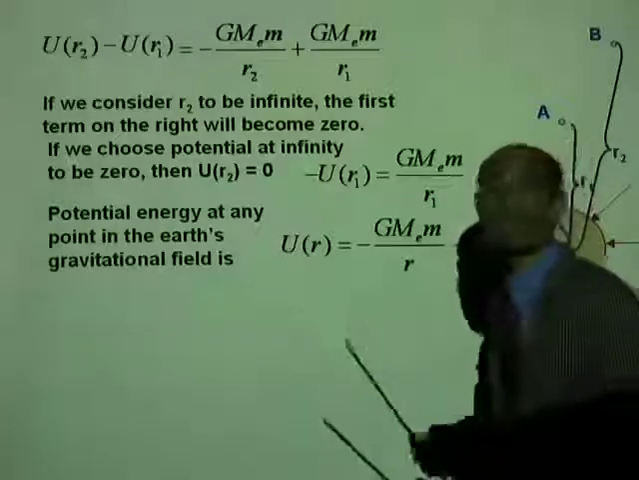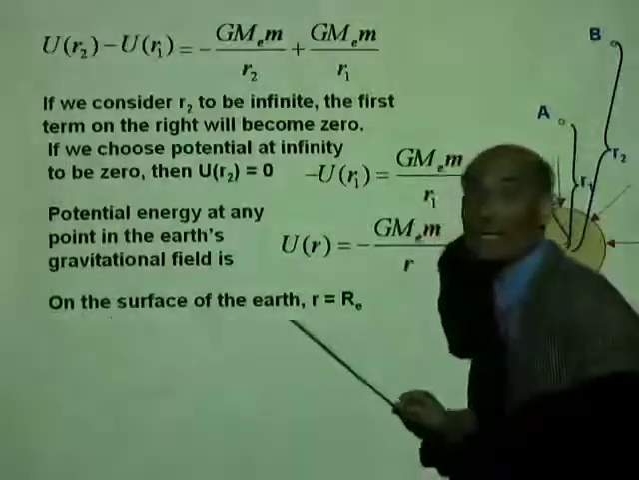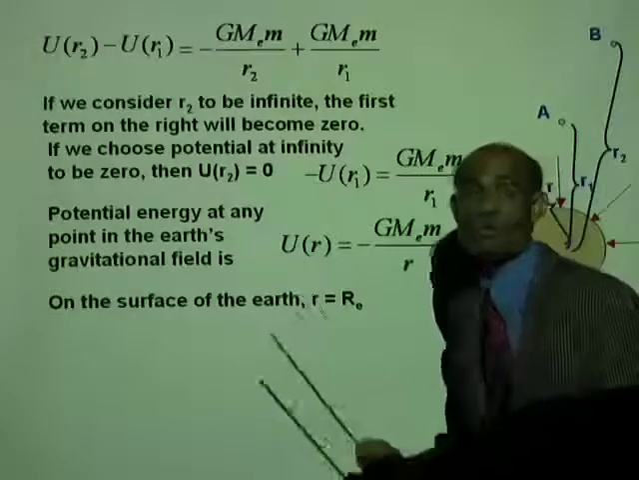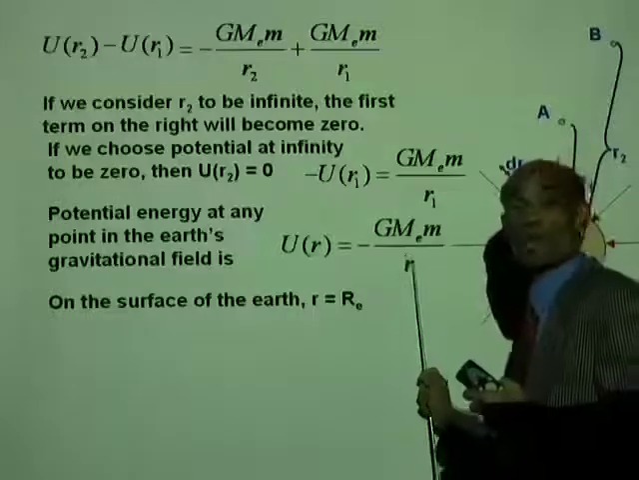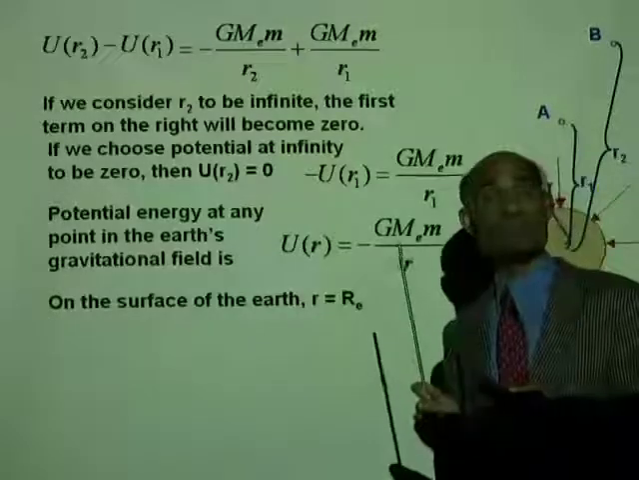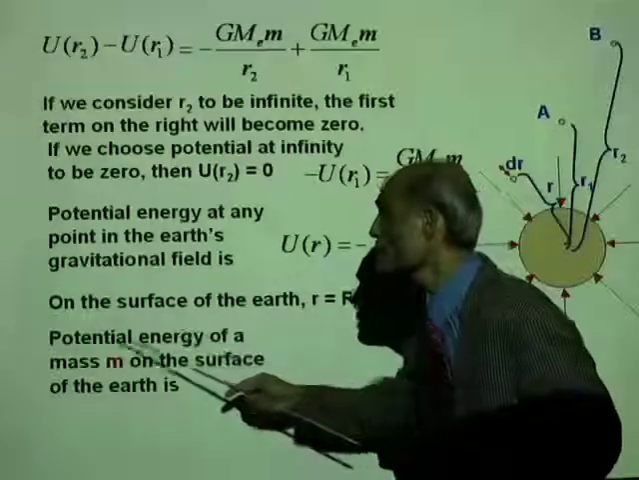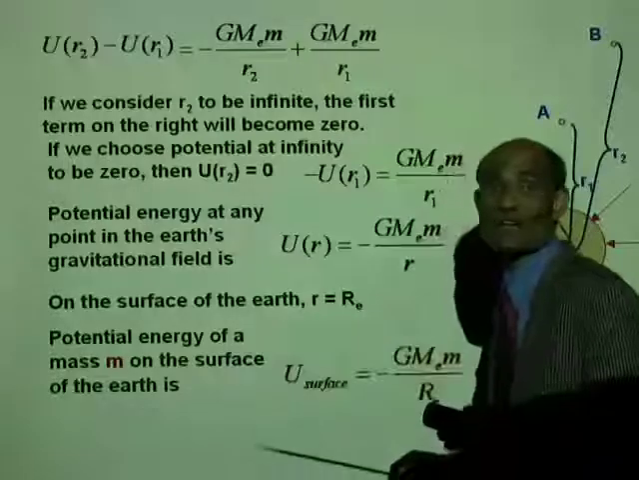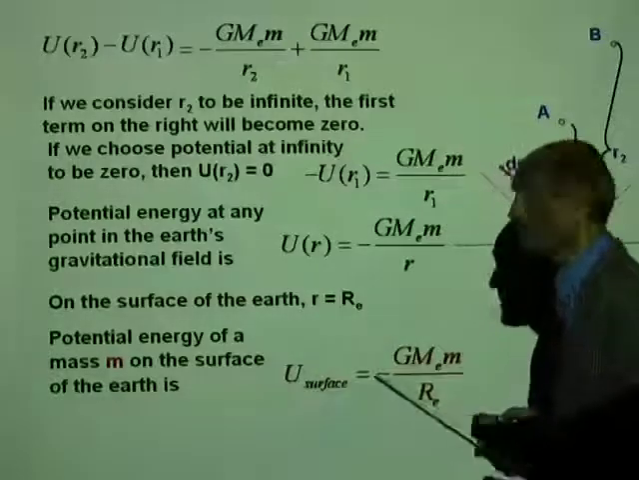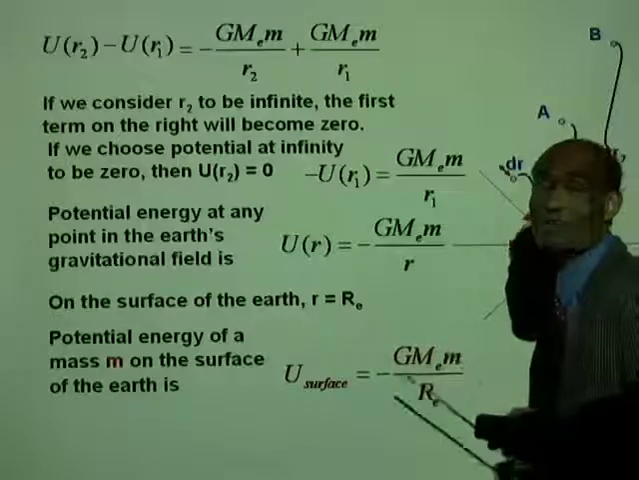A very important concept. And on the surface of the Earth, if you now want to find the potential energy on the surface of the Earth, this small r will become the radius of the Earth. Is that right? Therefore, the potential energy of a mass m on the surface of the Earth, U surface, is negative G M_E m over R_E.